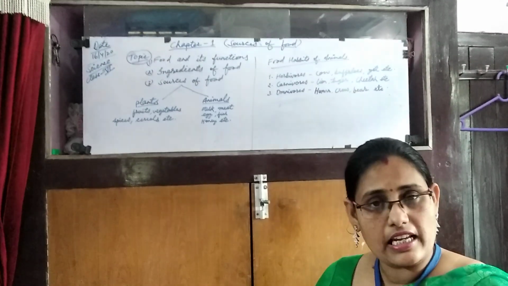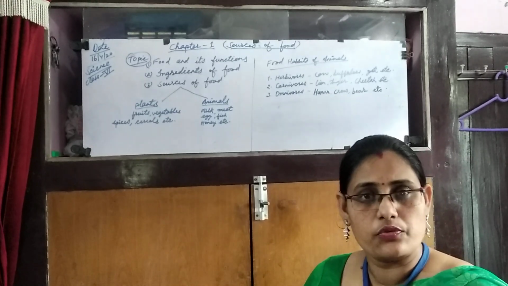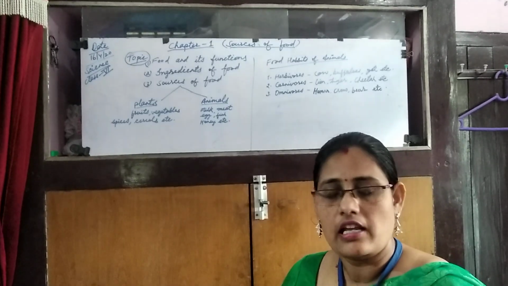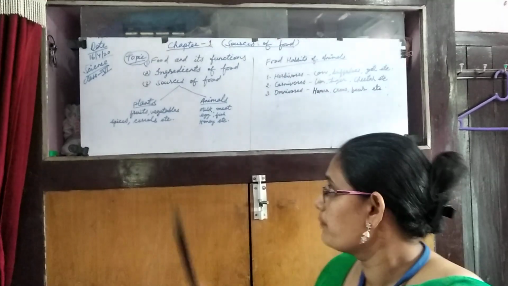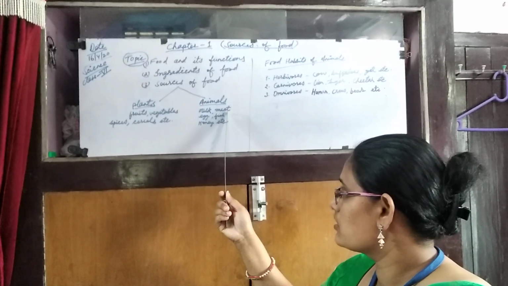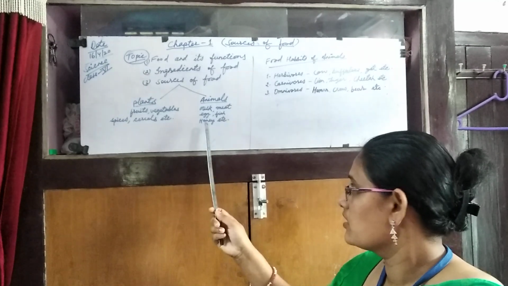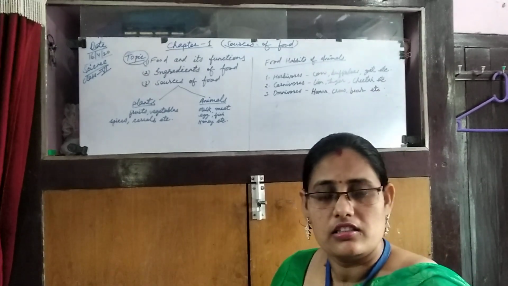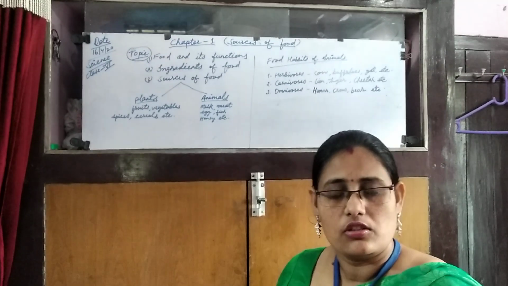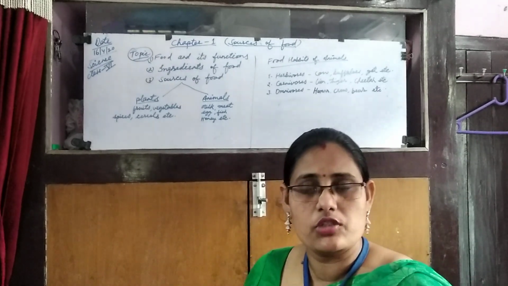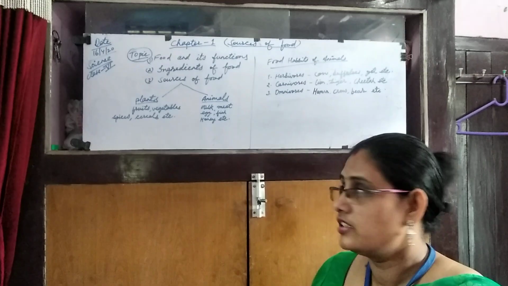Now, the second important source of food is animals. Animals provide us various food products like milk, meat, egg, fish, honey, etc. These are all various products obtained from animals which we use in our daily life food.